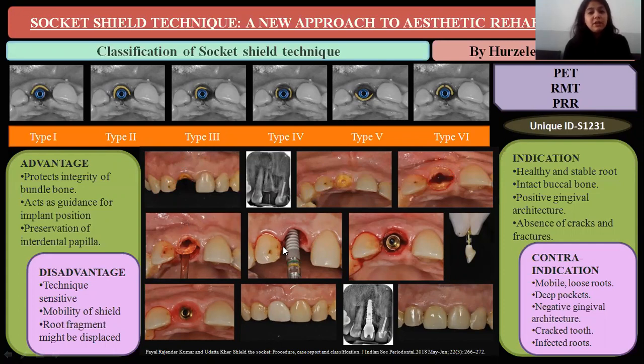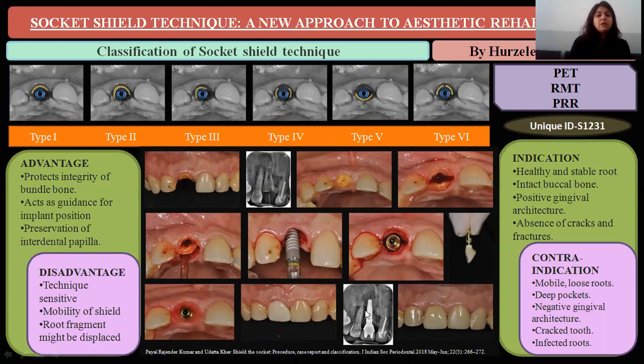Here the implant is being placed. This photograph shows the temporary crown, screw retained. This is the postoperative photograph after 3 months with an emergence profile. This is the temporary restoration, the temporary crown, which has been placed over here.